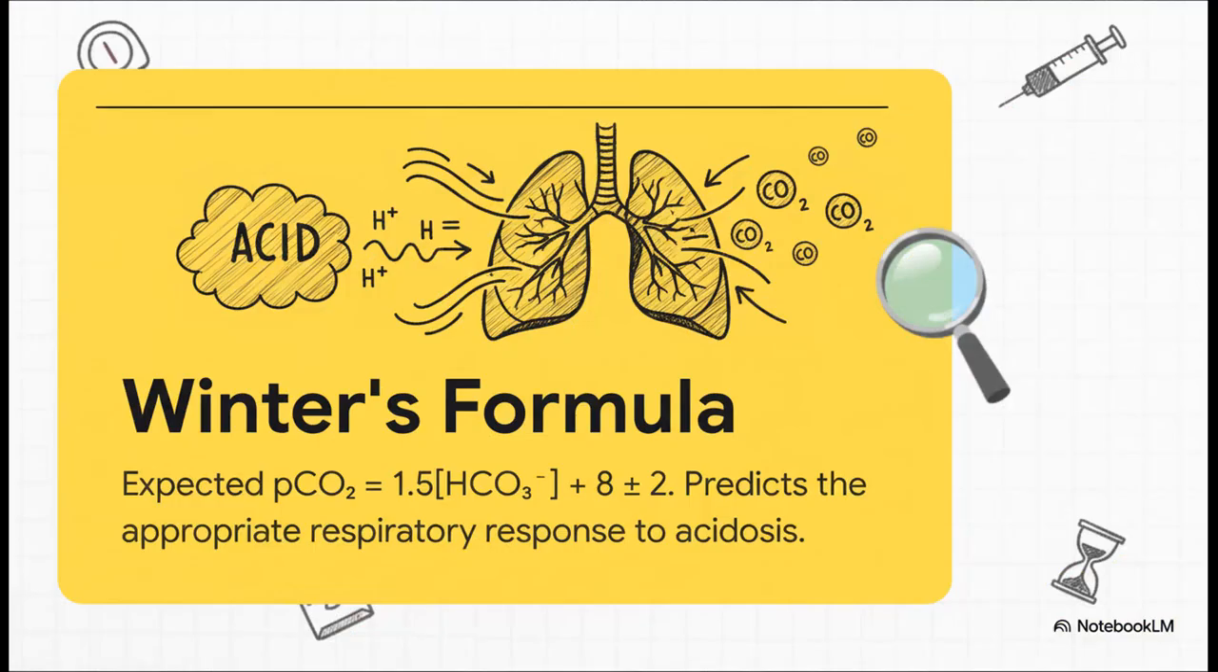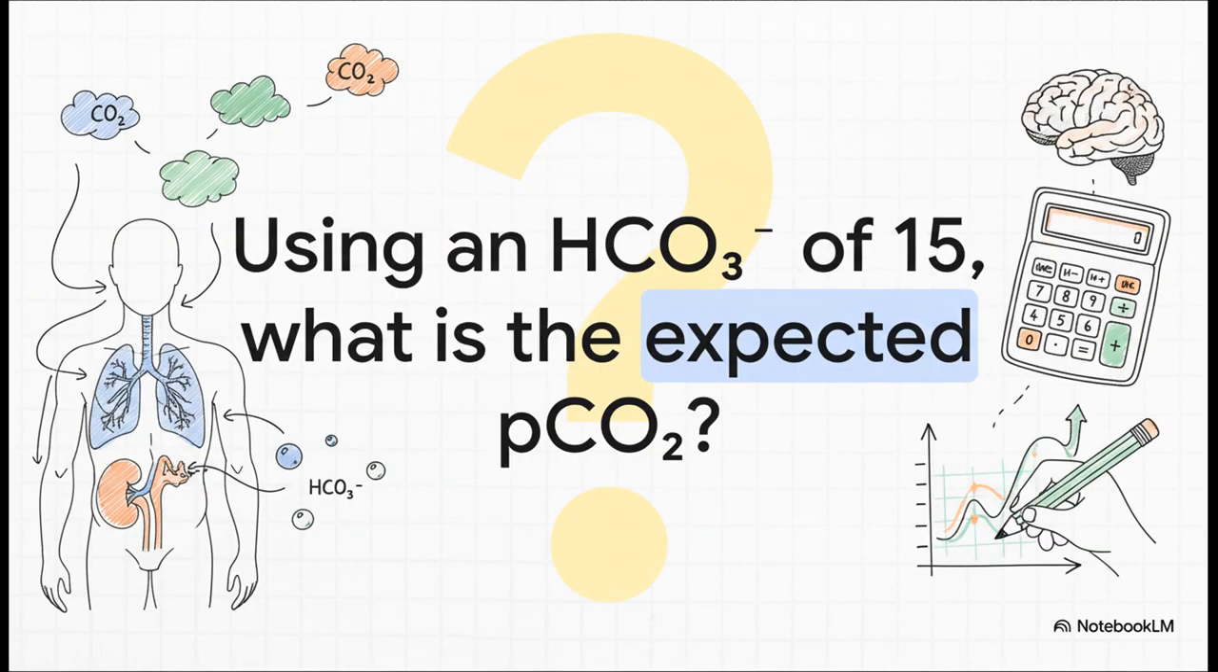And for this, we pull out another tool from our kit, Winter's formula. It's a really neat little equation. What it does is predict what the patient's PCO2, their carbon dioxide level, should be. See, when you have a metabolic acidosis, your lungs are supposed to kick into high gear. You start breathing faster to blow off all that CO2, which is an acid, trying to get your pH back to normal.